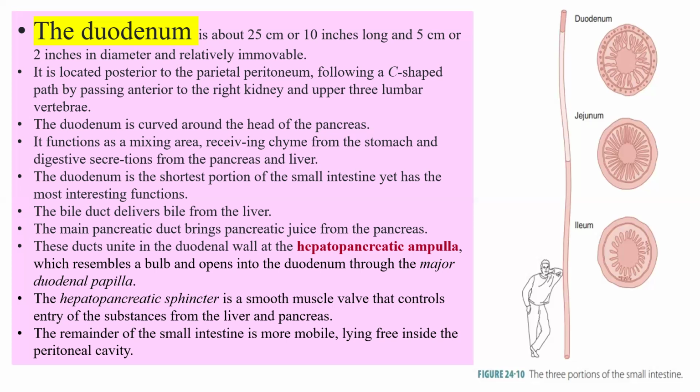There is the presence of the hepatopancreatic sphincter, which acts as a smooth muscle valve that controls entry of substances from the liver and pancreas, and this valve also prevents reflux, meaning it prevents backflow of bile and pancreatic secretions. The remainder of the small intestine is more mobile, lying free inside the peritoneal cavity.